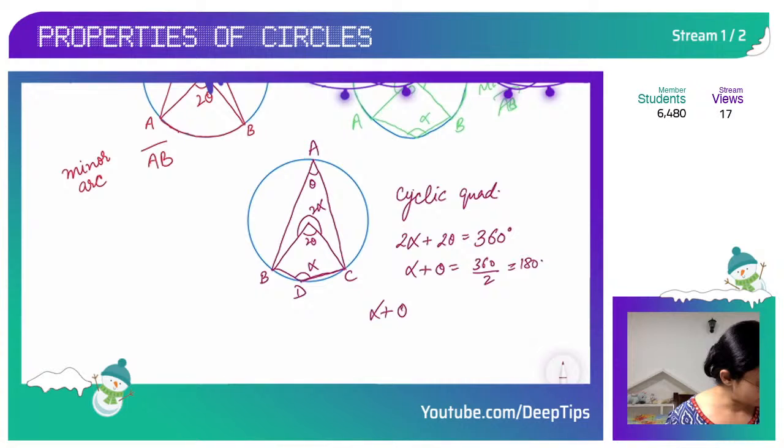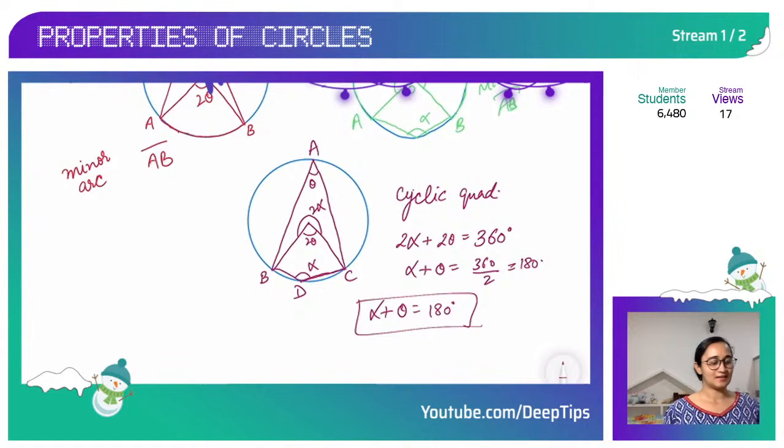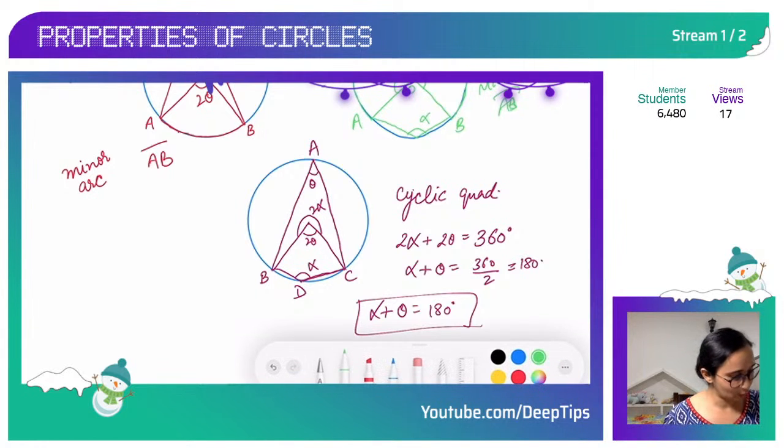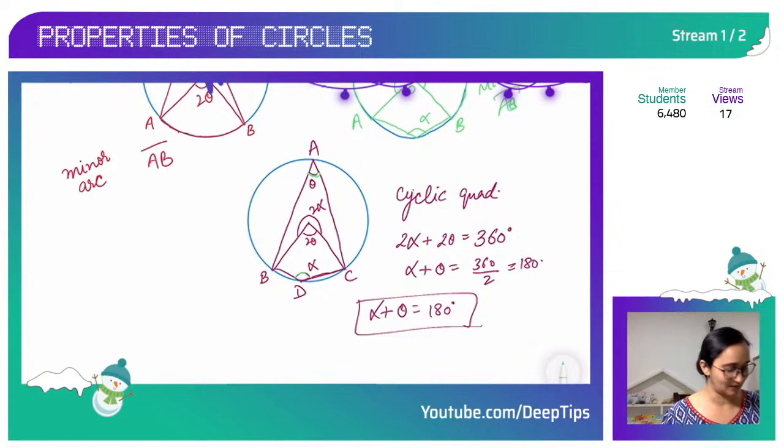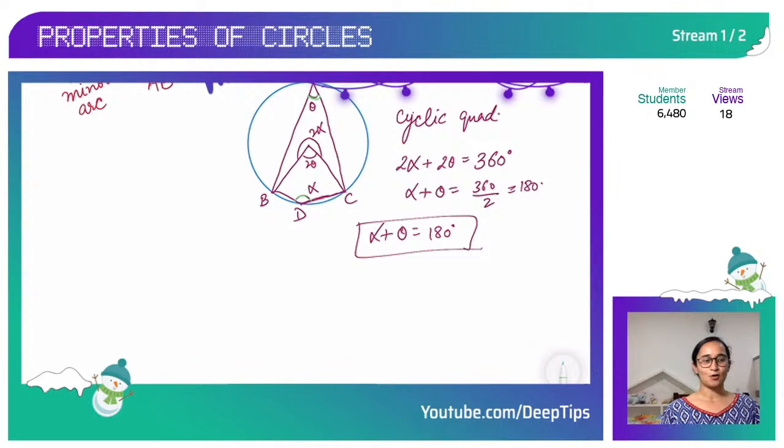So what do I get here? Alpha plus theta is 180 degrees, right? So I do have a property that opposite angles of a cyclic quadrilateral are supplementary, and hence it is proved. Here theta and alpha are the opposite angles of a cyclic quadrilateral, and their sum is 180 degrees. So hence I can say the sum of the opposite angles of a cyclic quadrilateral is supplementary.